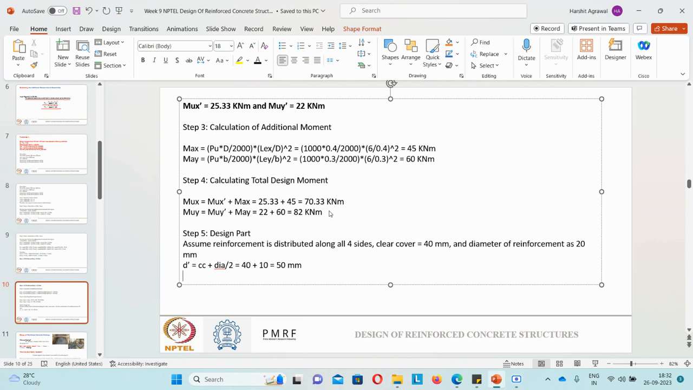So we know d dash by d. Now we can say... no, it will be different along both the directions. Just wait a second.